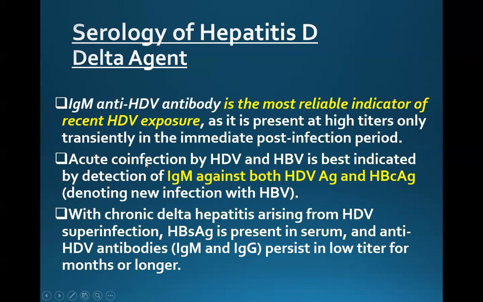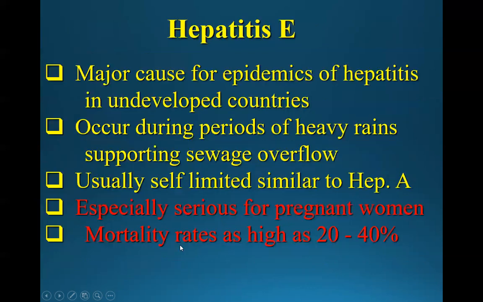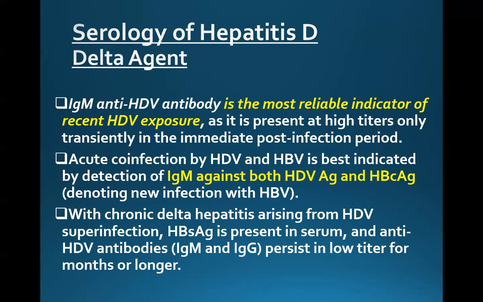With acute co-infection, you will look at the two IgMs, the IgM of Delta and the IgM of the B virus, but you will also see the core antigen in the blood. With chronic Delta hepatitis, remember the hepatitis B surface antigen is already there, okay? And you will find that the patient has IgM and IgG in low titers for months or longer. All right, let's stop here. We'll continue this some other time.